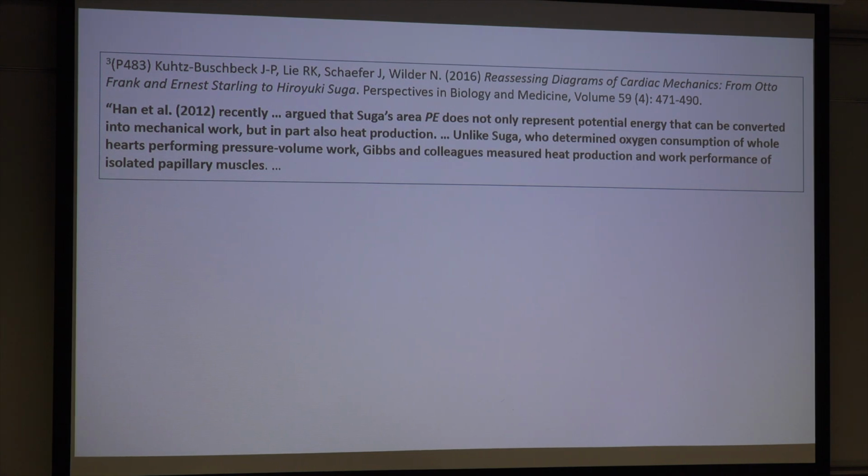And they have written, Han et al. argued that Suga's potential energy, what we've labeled U for unknown, represents not only work that can be converted into mechanical energy, but also in part heat production, and that's its downfall. They've overlooked that, unlike Suga, who determined oxygen consumption of whole hearts performing pressure volume work, Gibbs and colleagues measured heat production and work performance of isolated papillary muscle. I love this argument. You're wrong because you've used a different preparation. Suga got the real thing, and if you don't do that, you've got it wrong.